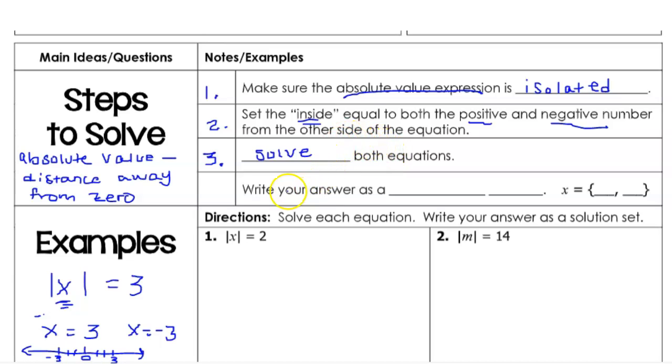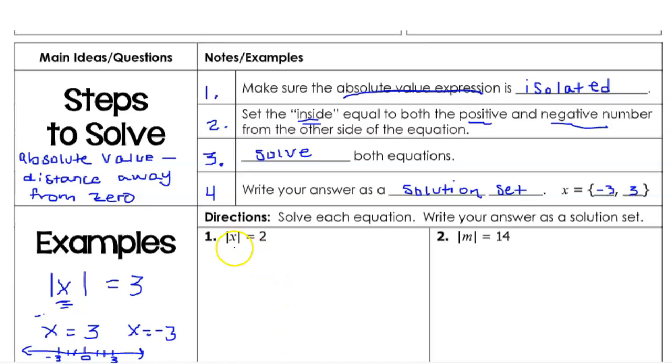We'll solve them both. And the last thing we're going to do is write your answer as a solution set. This is a solution set. This is when we have more than one solution. I use brackets, and I'm going to put my solution set in there. So in this case, our example that we did over here, we would have x equals -3 and 3. That's our solution set. Are we all on the same page?